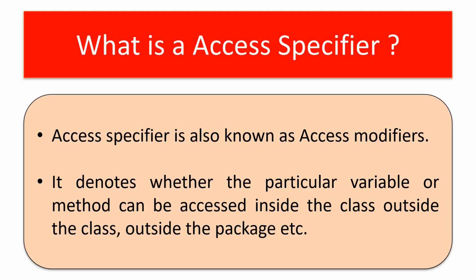There are three categories, or three possibilities, from where a variable can be accessed. I mean, from where a variable is tried to be accessed in a program. The first one is from within the class. The second one is outside the class, but that class must be present in the same package. The third one is outside the package. So access specifier denotes, for a particular variable or method, whether it can be accessed inside the class, outside the class, or even outside the package.